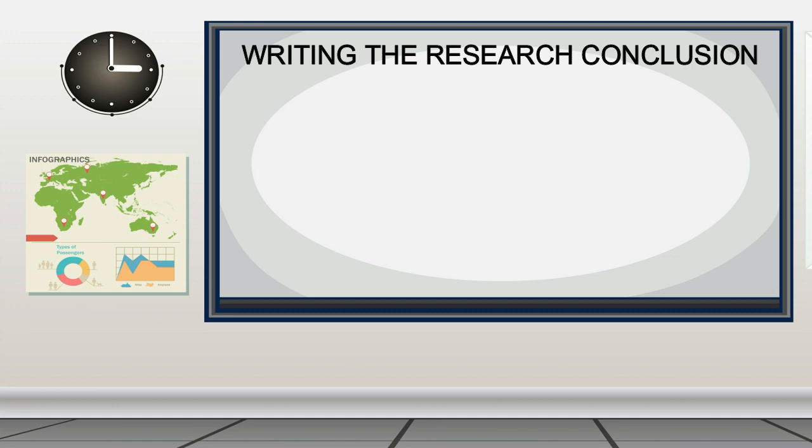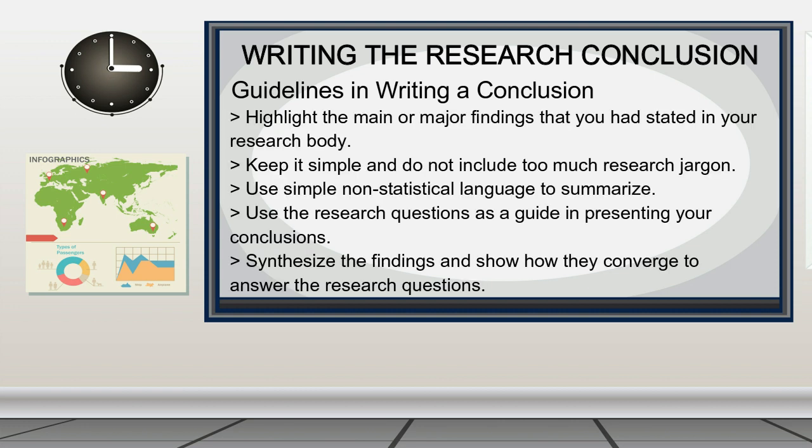Writing the research conclusion. The last part of the research report is the conclusion. The objective of this section is to refresh the reader's understanding of the findings or results. Here are the important things that you should take into consideration in writing your conclusion. 1. Highlight the main or major findings that you had stated in your research body. There is no need to explain in detail the findings or results, and avoid the temptation to copy and paste from your discussion in the body.